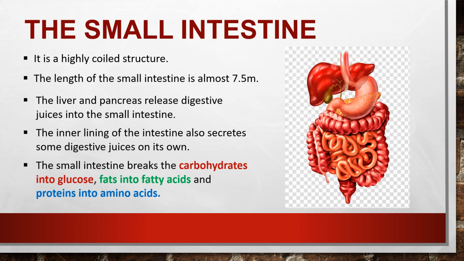The liver and pancreas release digestive juices into the small intestine. So we studied that the liver and pancreas also secrete some digestive juices. In this picture, this is the liver and this is the pancreas. See, the yellow colored structure, that is the pancreas. The inner lining of the intestine also secretes some digestive juices on its own.